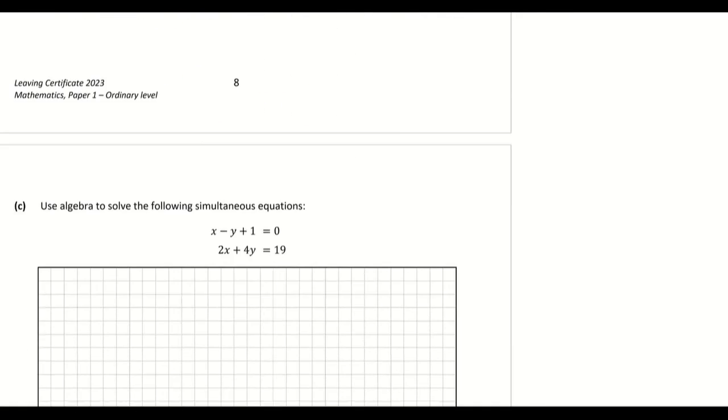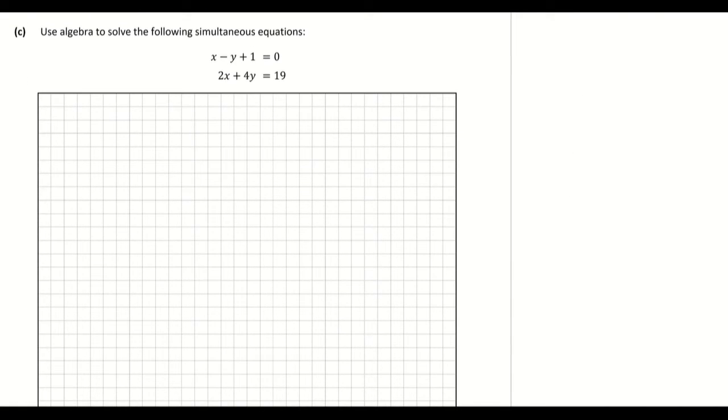Okay, so scrolling down now to part C. It's a simultaneous equation. Just be careful here before you start your simultaneous equation. I would move the 1 over the equal sign here, so that I have the x's over x's, y's over y's, numbers over numbers. So that's going to be my simultaneous equation: x minus y equals negative 1, 2x plus 4y equals positive 19. Now, I personally do these out twice rather than subbing in. Subbing in is fine, but I'm just going to do them out twice.